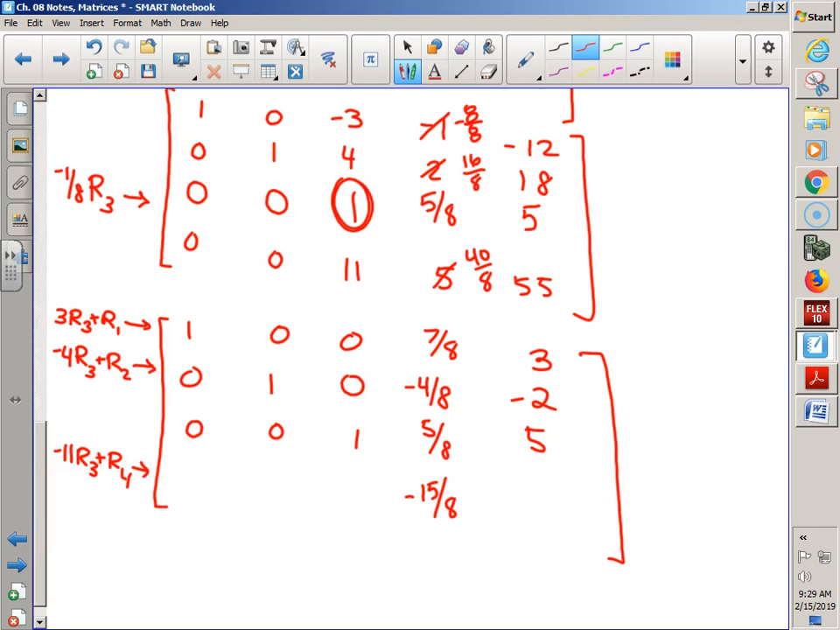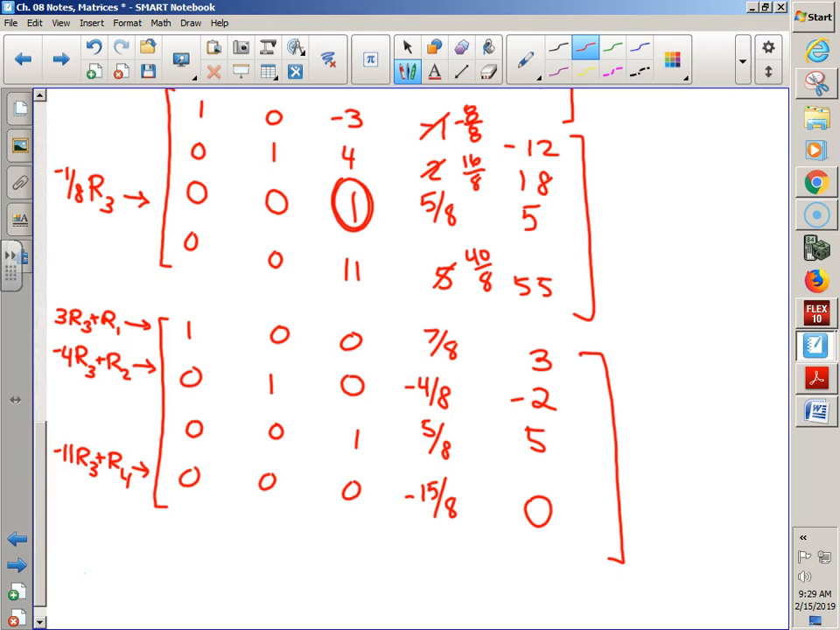Last row. Negative 11 times 0 plus 0. Negative 11 times 0 plus 1. No. Where am I going? Sorry. Here we go. 0 plus 0. 0 plus 0. Negative 11 times 1 plus 11. We already did the 8th one. Negative 55 plus 55 is.